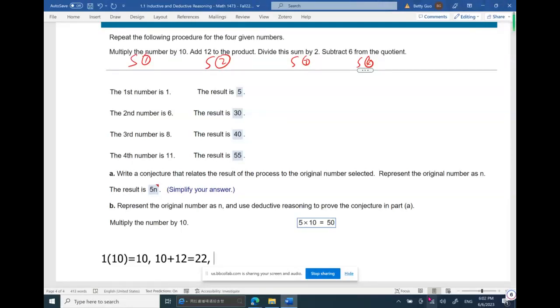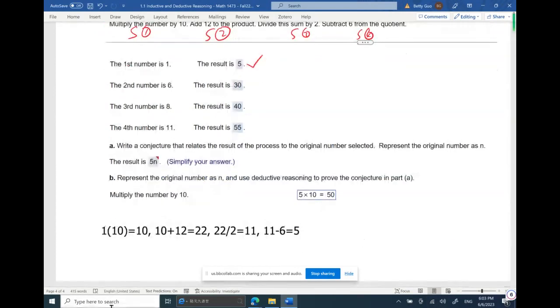Third step, divide the sum. The sum is 22, divided by 2. So divide 22 by 2. We have 11. Step 4, subtract 6 from the quotient. The quotient we just got is 11. So we are going to use 11 to subtract 6. Subtract 6 from 11 is the same as using 11 minus 6. We get 5. Right? The answer is 5. So we have the first cell taken care of.